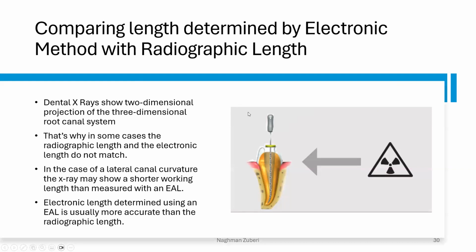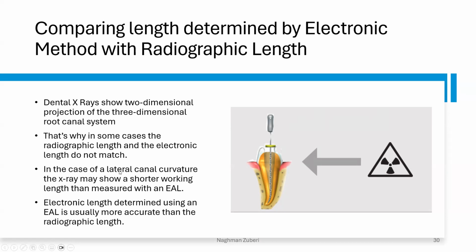Comparing the length determined by the electronic method using the radiographic length. Dental X-rays show two-dimensional projection of the three-dimensional root canal system. They can ask you this question that using the radiographic method, it was a different length, but when we determined it using the electronic device, it was 0.2 millimeter or 0.3 millimeter, less or more, whatever. So that is why in some cases the radiographic length and the electronic length do not match.